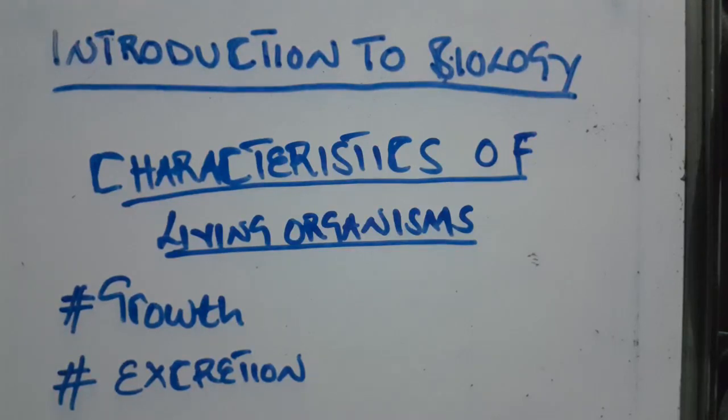For example, urinating. We can also give an example of sweating. When you are jogging, taking a walk, or when it is too sunny, we are able to see sweat coming out of our body. That is a good example of excretion. Sweat is an example of toxic, metabolic waste. So that is excretion.